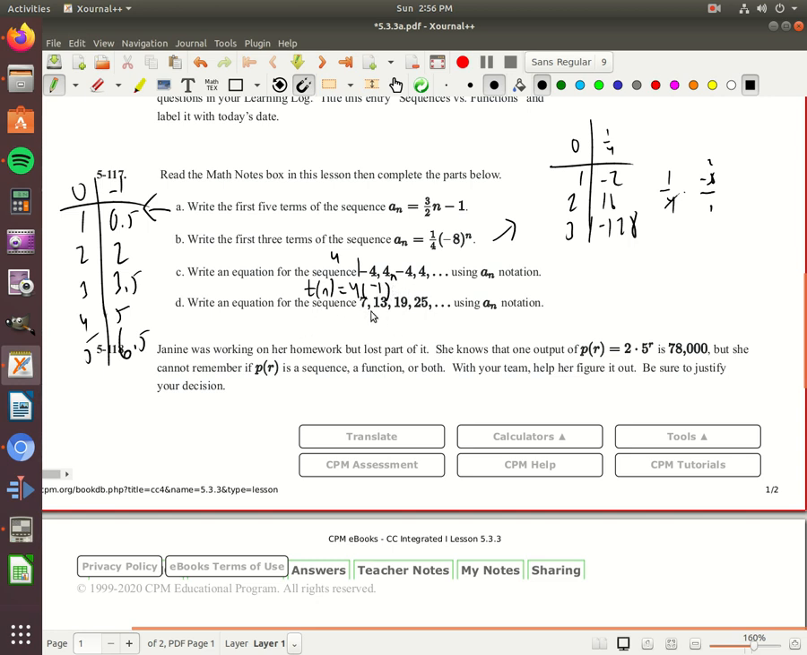And write an equation for this one. Well, again, this is arithmetic, so my 0 term would be 1. So I'll say T of n equals, it looks like I'm adding 6 each time, and my 0 term is 1. So just a review of this stuff.